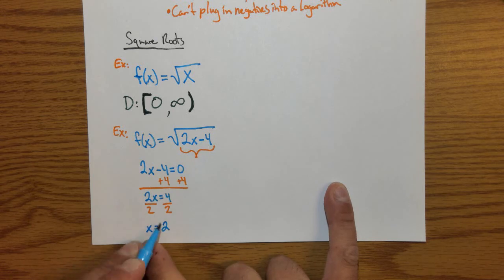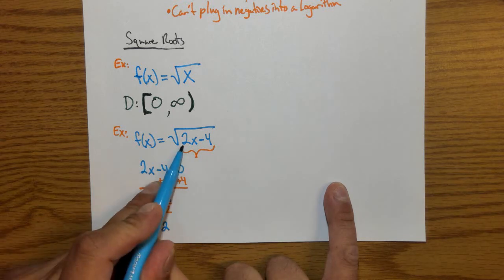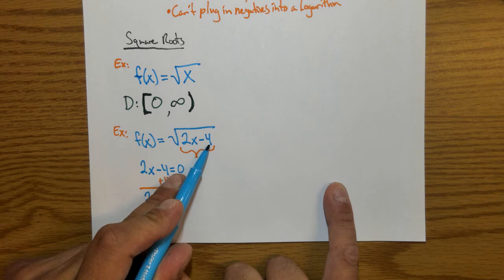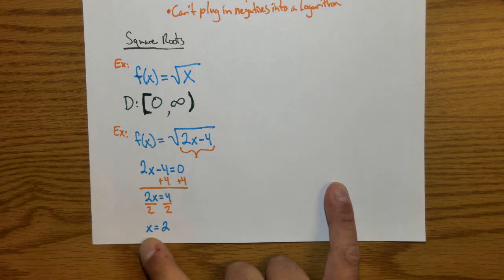So what this is saying is I can't plug in any numbers less than 2. Let's try plugging in 1. See what happens. 1 times 2 is 2. 2 minus 4 is -2. So I can't plug in a 1 there. So what is my domain in this function?